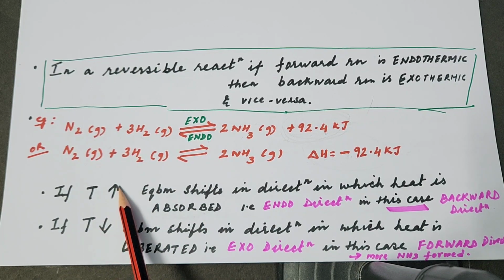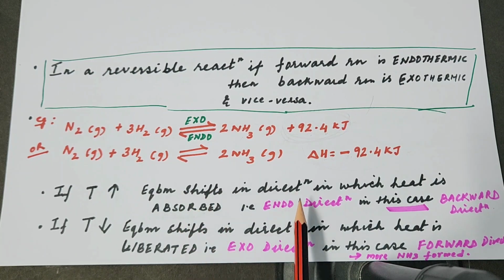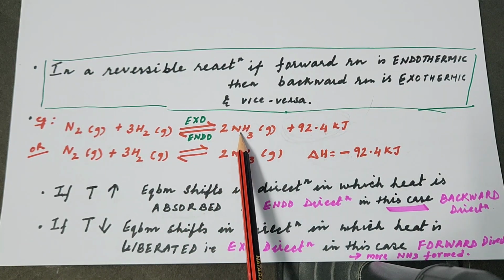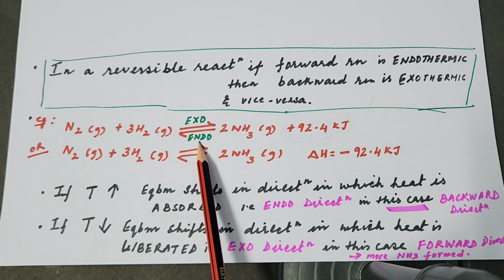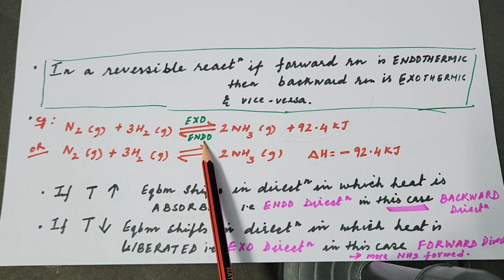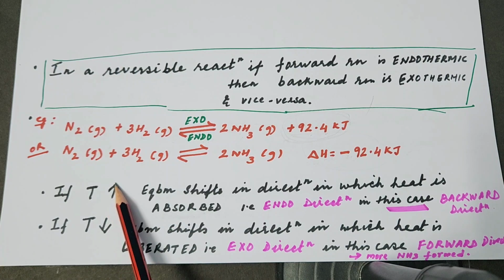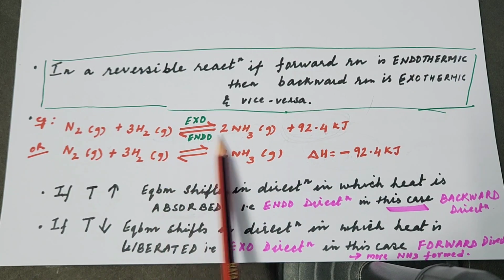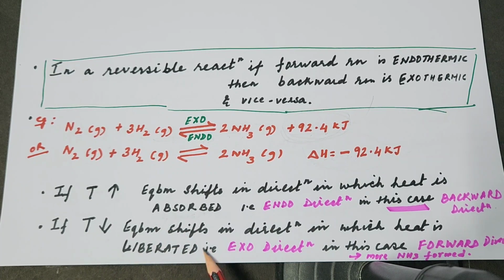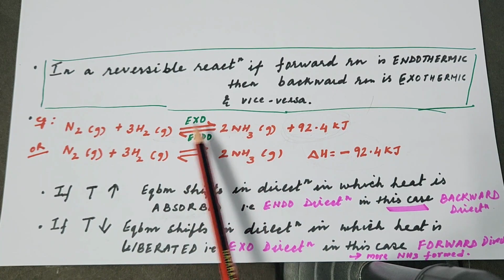So if we increase the temperature, the system will try to decrease it. How? By absorbing heat. That means absorbing is being done in the endothermic direction, which in this case is the backward direction. So you need to first determine in your process which is the exo and which is the endo direction. Then once you know that increasing temperature means absorption, that is the endo direction, you refer to your reaction. Endo in this case is backward. If we decrease the temperature, the system will try to generate more heat. That is, it will move in that direction where heat is liberated. That happens in the exothermic direction, which in this example is the forward direction.